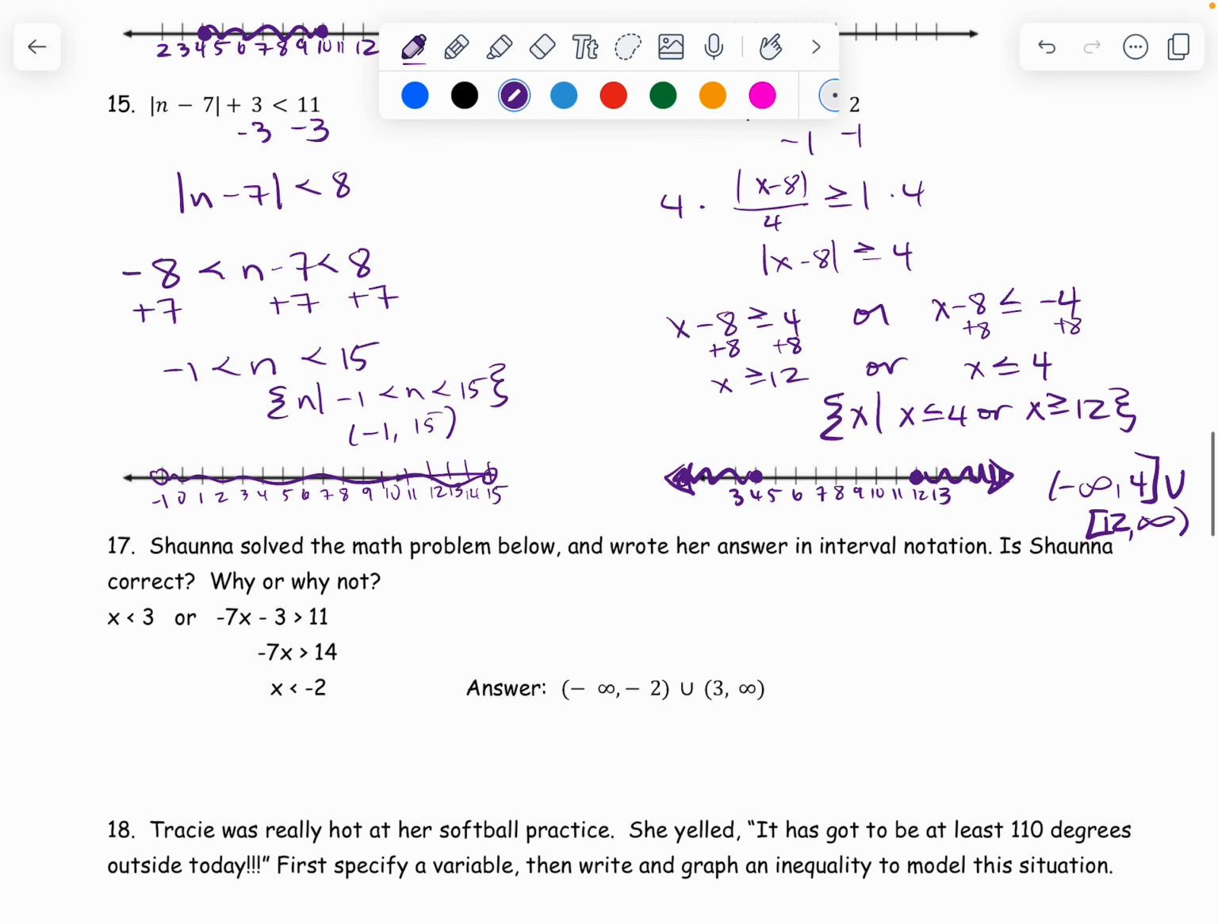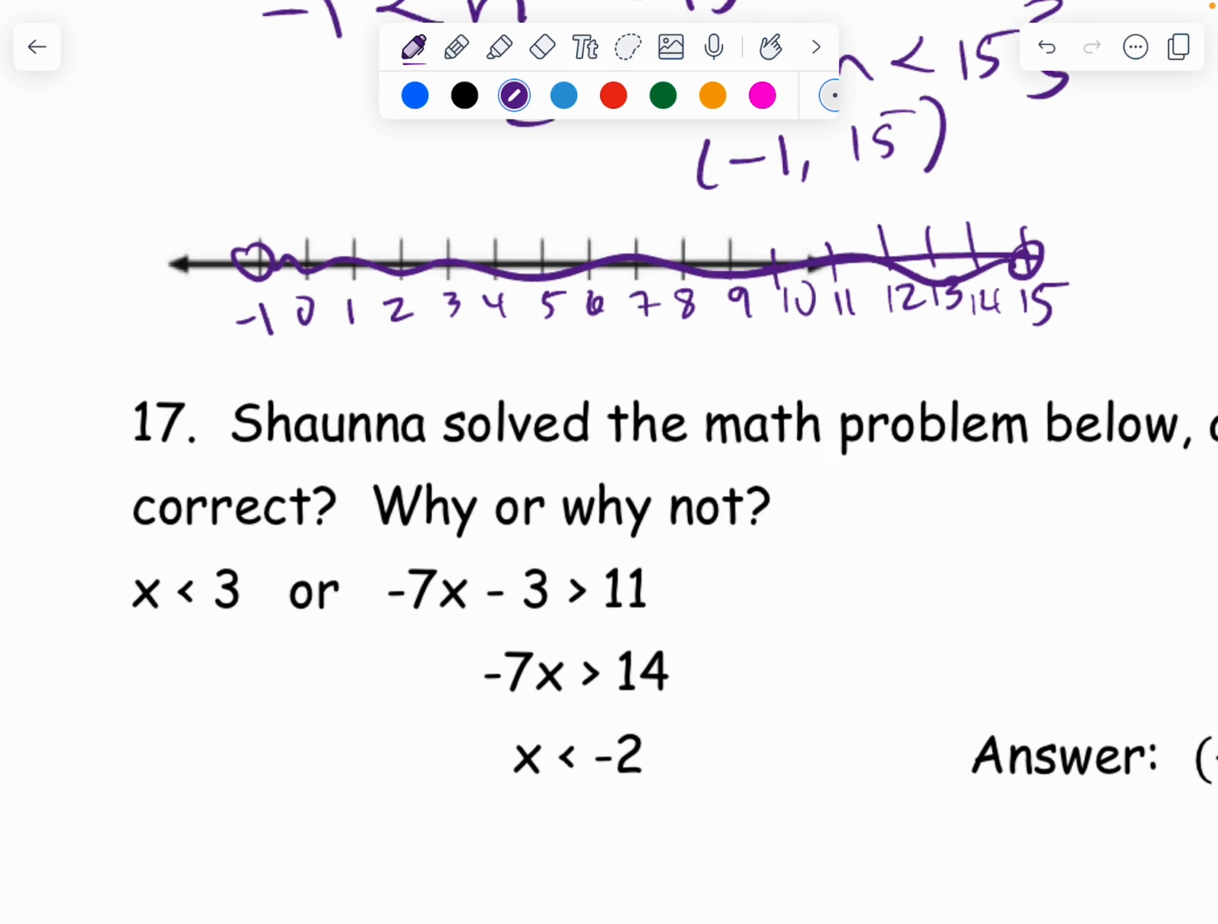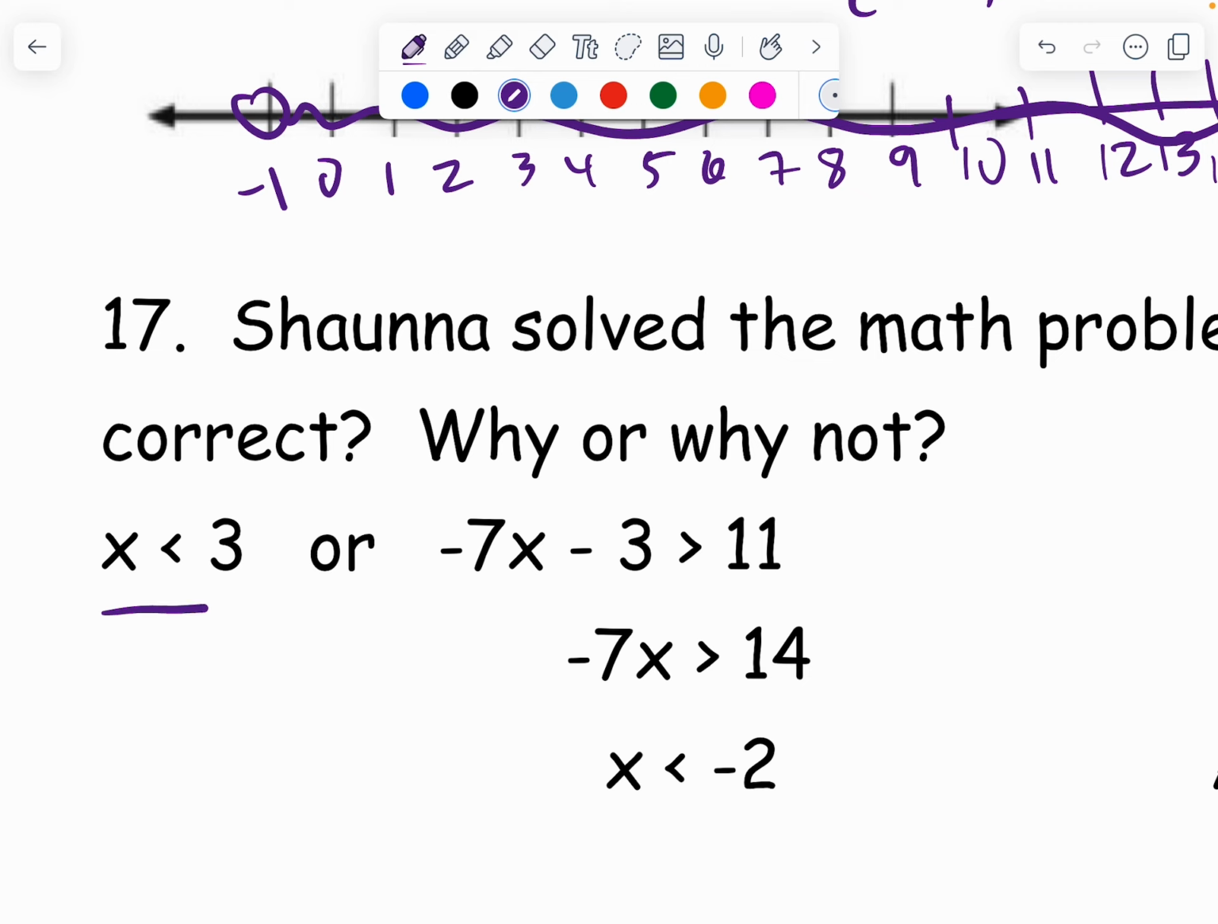Okay. Shauna solved the math problem below and wrote her answer in interval notation. Is Shauna correct? Okay, so this part, we've got an OR going on, so that's union. She added 3 to both sides. Divide by negative 7. When you divide by negative 7, you change the inequality.